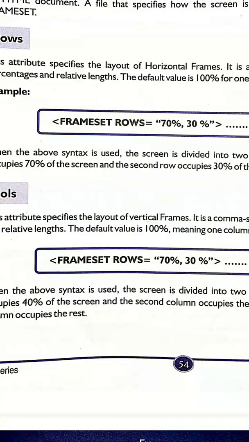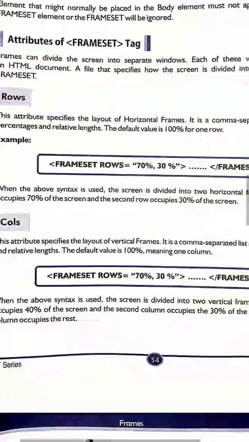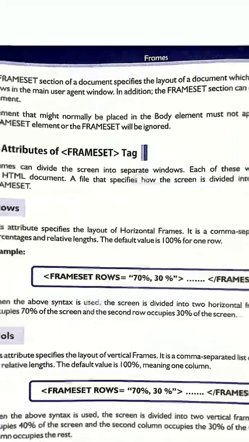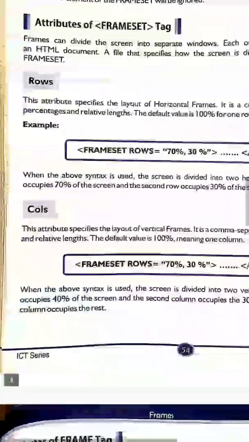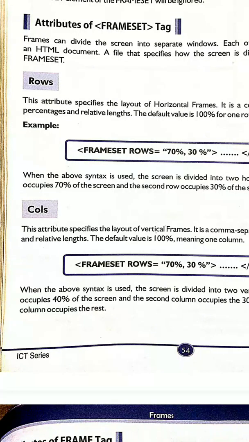Here they have given us rows, but change it to cols. Here they are changing the division into 70-30, so most of the part will be 70 percent, and the next part will contain 30 percent of the screen. Here you can see the columns. The same 70-30 division is used here, but they are giving us a column division.